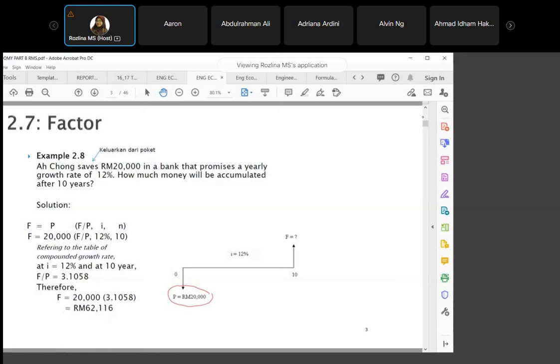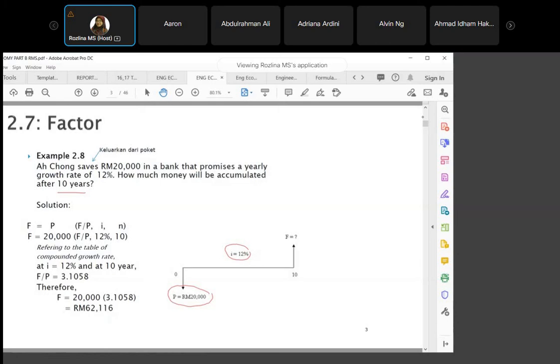So save 20,000. This one is P that promises a yearly growth rate at 12%. Write this one down. How much money will be accumulated after 10 years? After 10 years. It does not say accumulated yearly, you know.